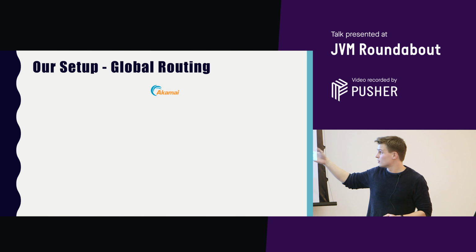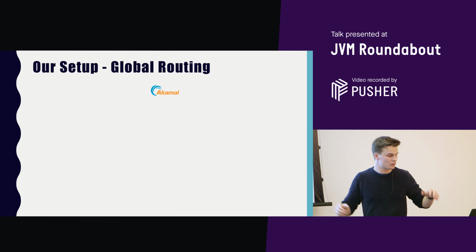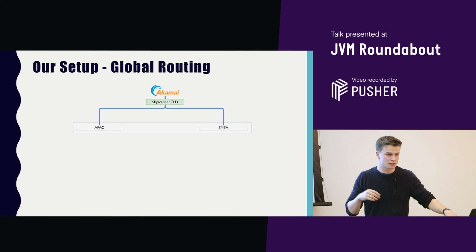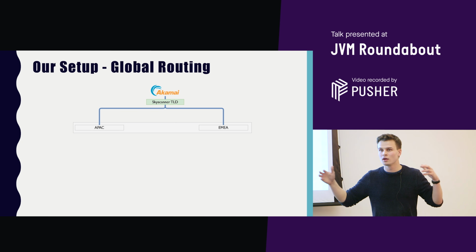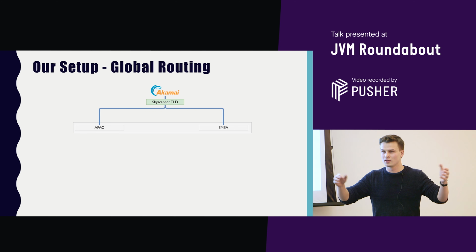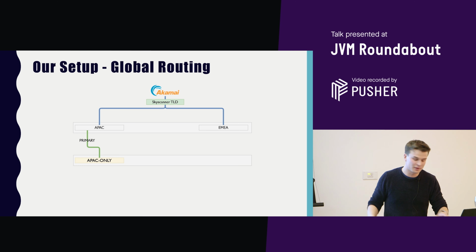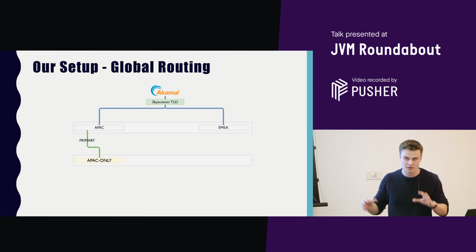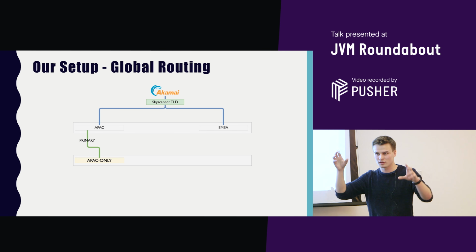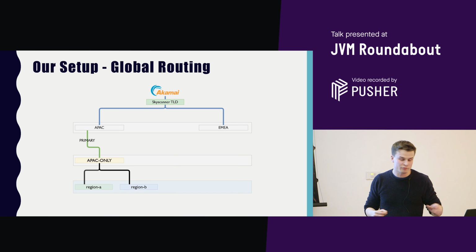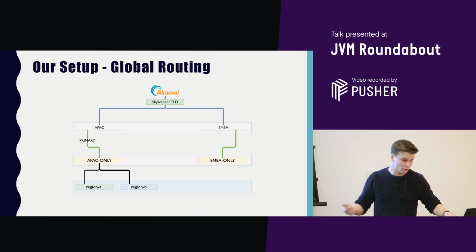We use Akamai as our CDN. I don't know if you've heard of it, but it's a reasonably large one. Essentially, if you go to any Skyscanner domain, we direct you to some region. First of all, we decide: are you near Europe or are you near Asia? Then, say you're near Asia, we send you to our APAC-only domain. This is essentially just CNAMEing you to another domain. And then from there, we weight all the traffic 50-50 between two regions. We do the exact same thing in Europe.